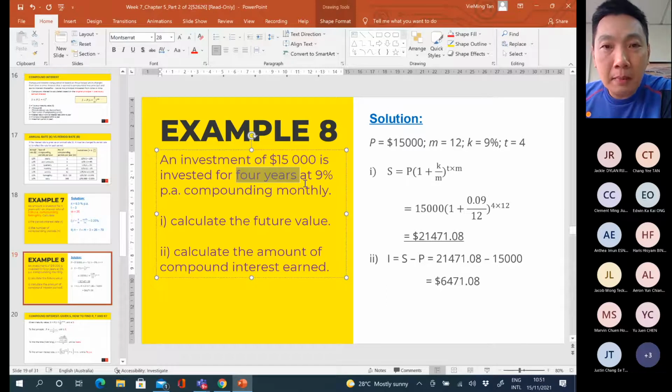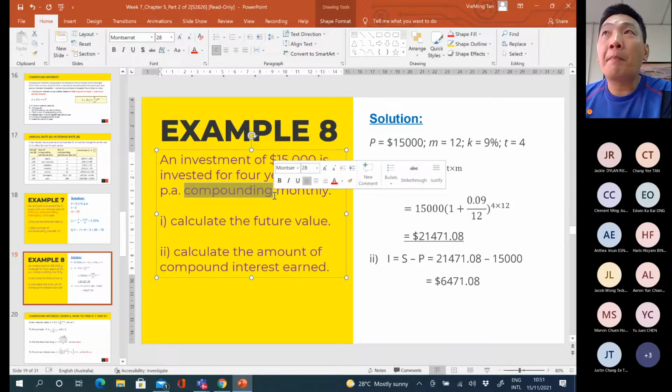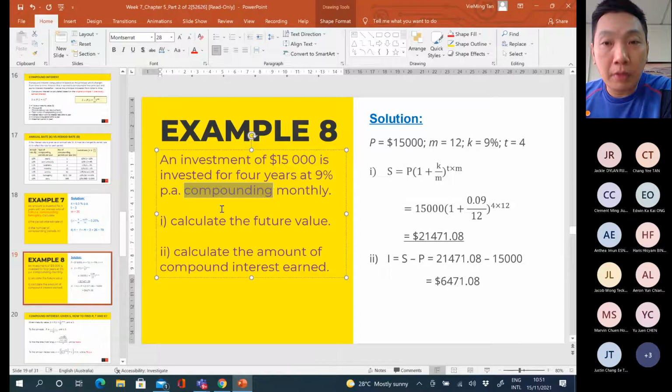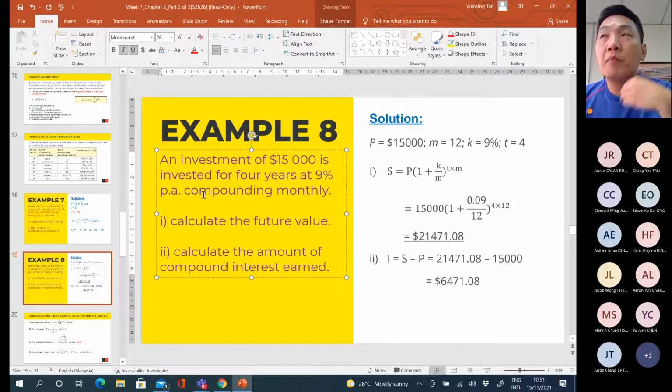At 9% per annum compounding. If you see the word compounding, that means this question has to use the compound interest calculation in order to solve the problem. Compound, this is the keyword. This is no longer using simple interest, but it's using compound interest. That means besides the principal, the accumulated interest earned can also help to earn more interest in the next 4 years. That is the meaning.